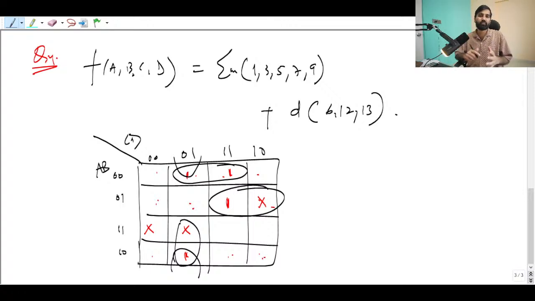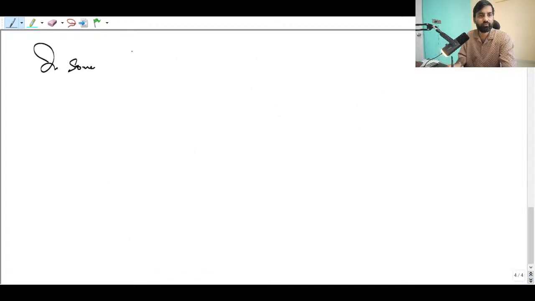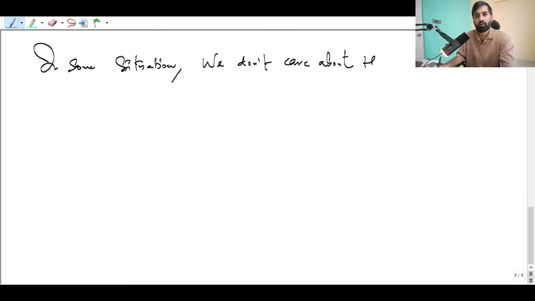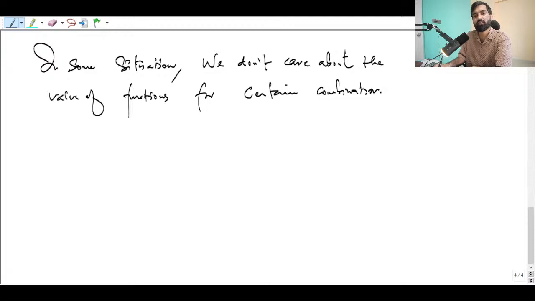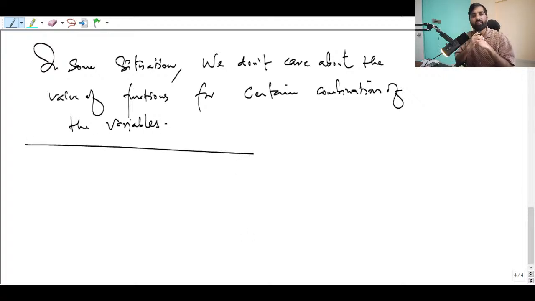In some situations, we don't care about the value of the function for certain combinations of the variables. These combinations may be impossible in certain contexts, or the value of the function may not matter when the combination occurs. So I believe this is fine.